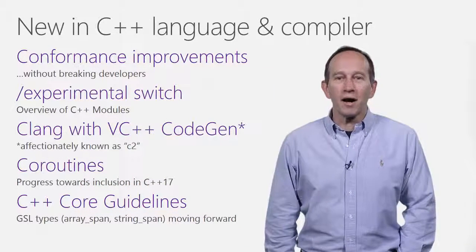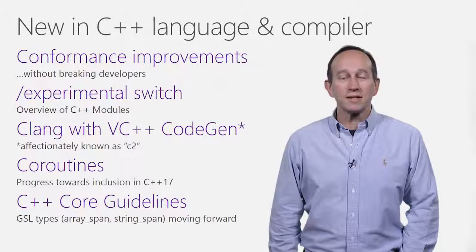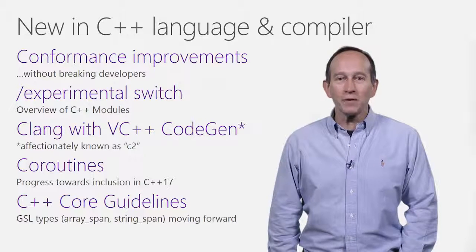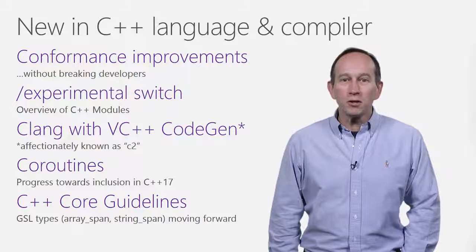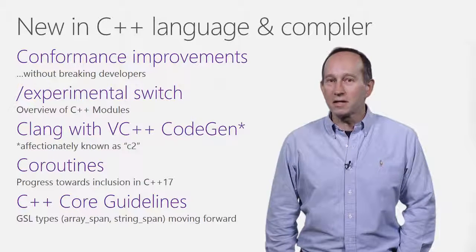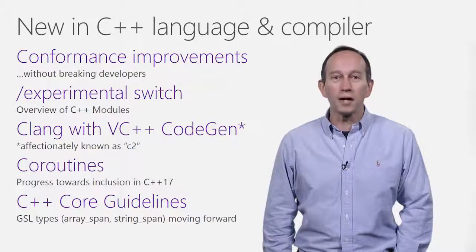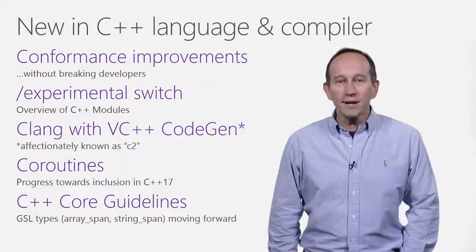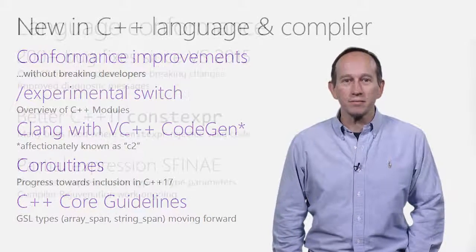We'll be talking about 5 areas today. First, improvements we've made in standards conformance. Second, how we're rolling out experimental features such as C++ module support. Next, enabling you to use the Clang compiler in addition to the VC++ compiler. Then, coroutines, a negative overhead abstraction for concurrency. Lastly, one you might have already heard about, the C++ core guidelines.